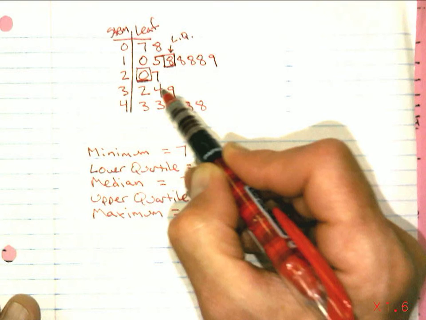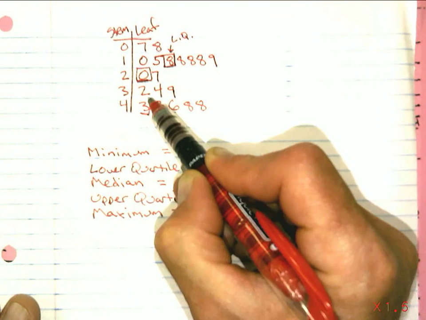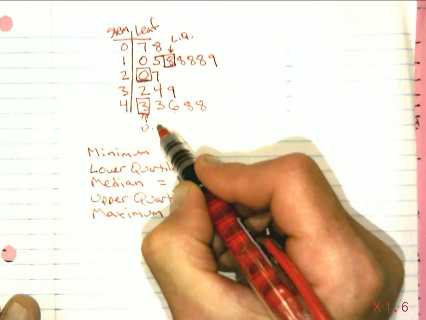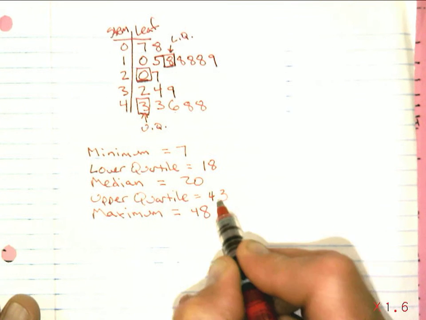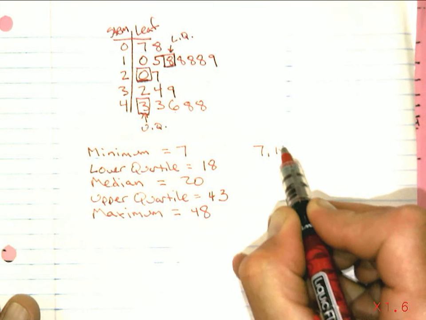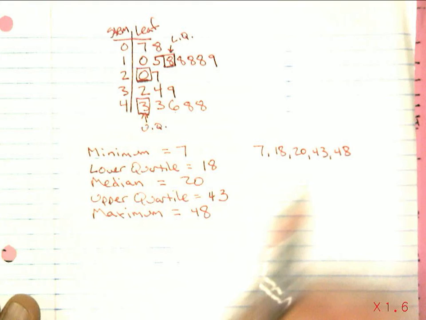1, 2, 3, 4, 5. 1, 2, 3, 4, 5. So here's the middle of the top, or the upper quartile number, which happens to be the number 43. So my 5-number summary for this data set is 7, 18, 20, 43, and 48.